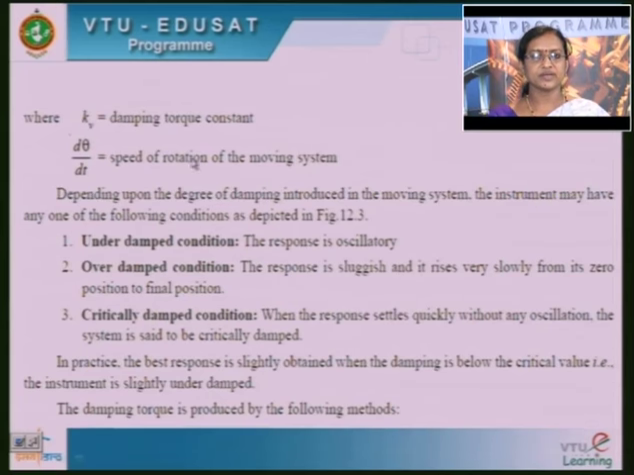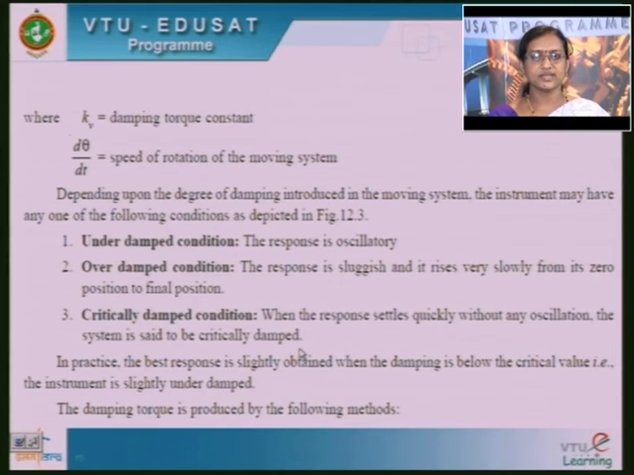So, kV is the damping torque constant, and dθ/dt is the speed of rotation of the moving system. I already told you that there are 3 different conditions of damping. Under damped condition, the response is oscillatory. Over damped condition, the response is sluggish and rises very slowly from its 0 position to the final position. Under critically damped condition, when the response settles quickly without any oscillations, the system is said to be critically damped.